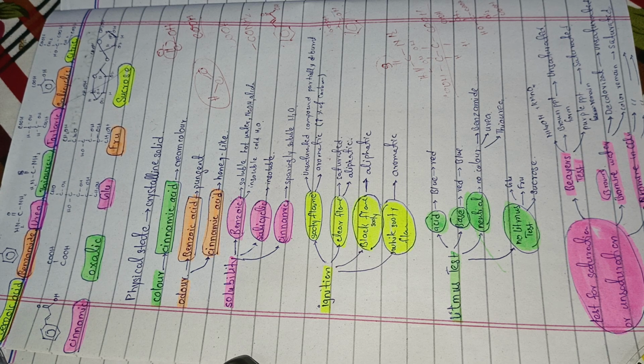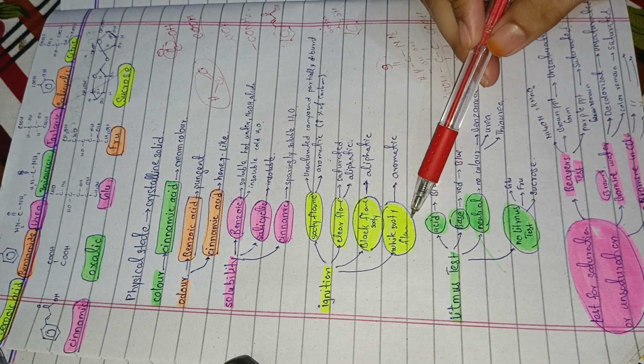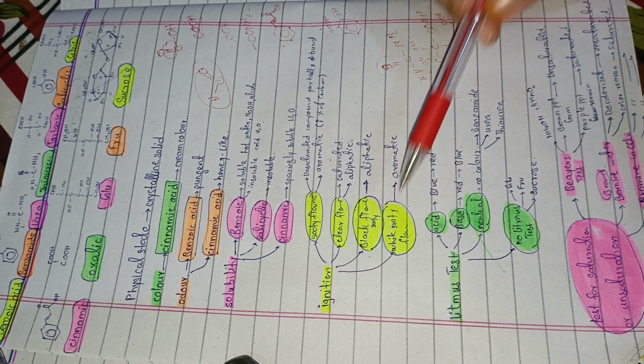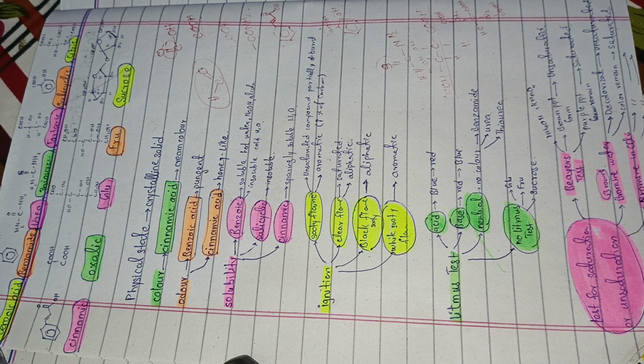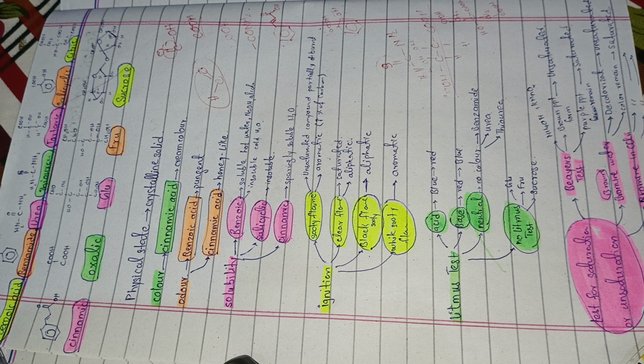Now you have to notice the color of this flame, whether it is the black flame or the white flame. Black and white flame also define whether the compound is aliphatic or aromatic. So why are we performing these tests? Because we don't know what compound is given to you. In the practical examination, you are given a compound and you don't know what it is. You have to identify its name by various tests.